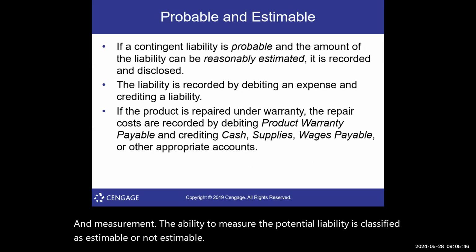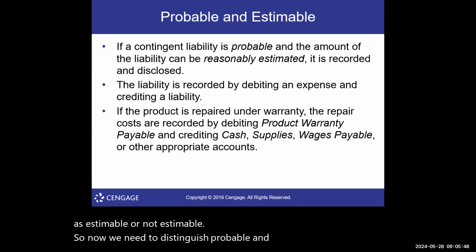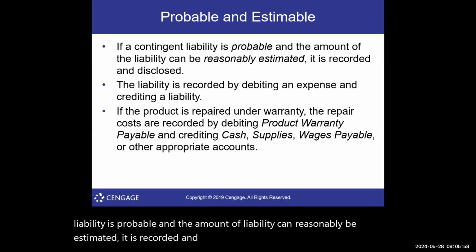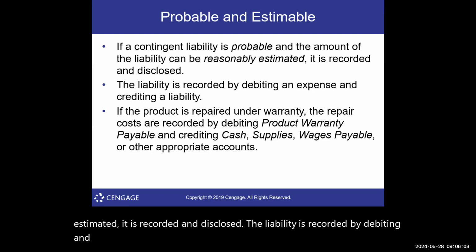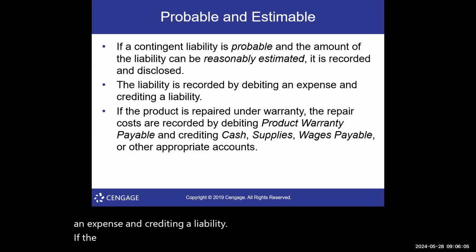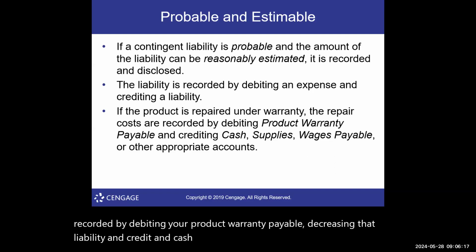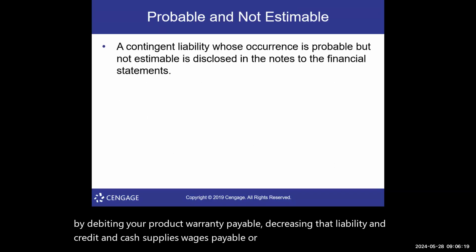Now we need to distinguish probable and estimable. If a contingent liability is probable and the amount of liability can reasonably be estimated, it is recorded and disclosed. The liability is recorded by debiting an expense and crediting a liability. If the product is repaired under warranty, then the repair costs are recorded by debiting product warranty payable, decreasing that liability, and crediting cash, supplies, wages payable, or other appropriate accounts.